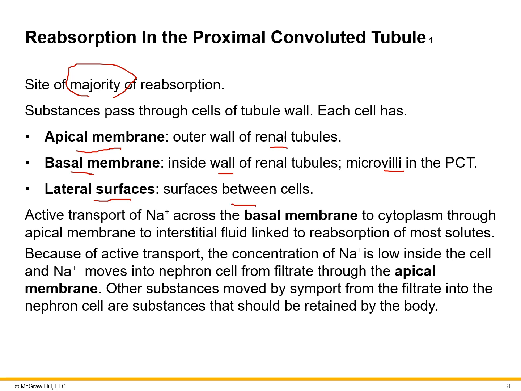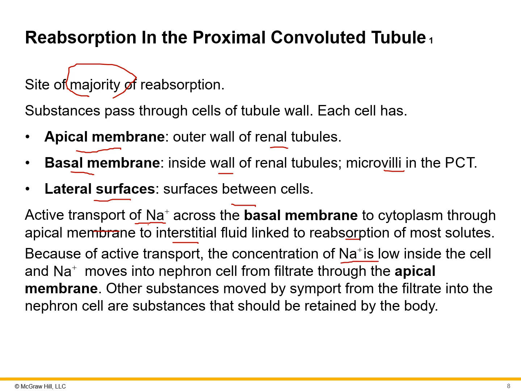So there's active transport, meaning that we need some type of energy to move sodium across the basal membrane from the cytoplasm into the interstitial fluid. That's linked to reabsorption of most solutes. So sodium comes in, and that active transport then provides energy to allow for reabsorption of those solutes. So there's that kind of payoff. The energy debt is paid by sodium. Because of that active transport, sodium is kept low inside this cell.